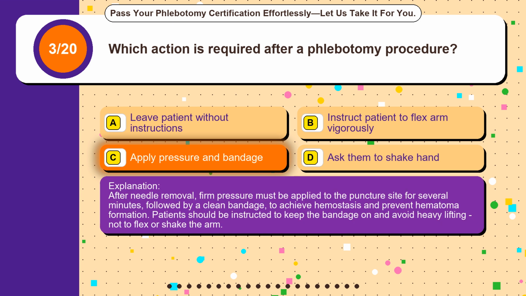After needle removal, firm pressure must be applied to the puncture site for several minutes, followed by a clean bandage, to achieve hemostasis and prevent hematoma formation. Patients should be instructed to keep the bandage on and avoid heavy lifting, not to flex or shake the arm.